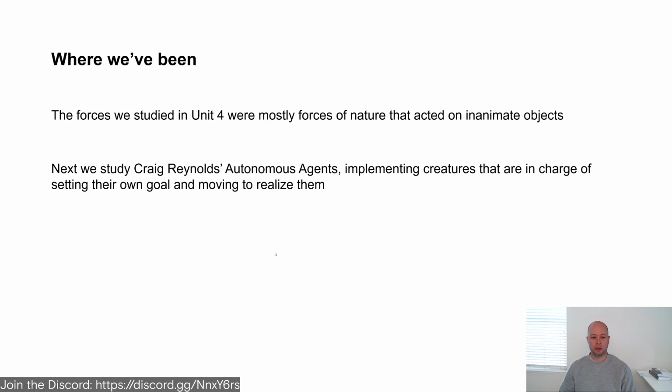So, right, this is actually Unit 5. We're going to be talking about this for a little while. In Unit 4, we talked about forces of nature that are acting on objects. Next, we're going to study autonomous agents as referenced in Craig Reynolds' paper, and we're going to implement these creatures that are in charge of setting their own goal and moving to realize them.